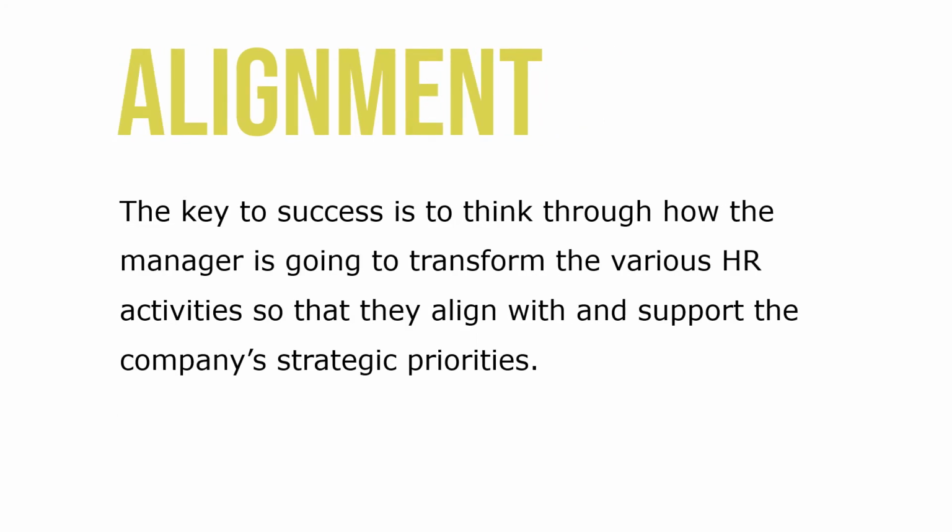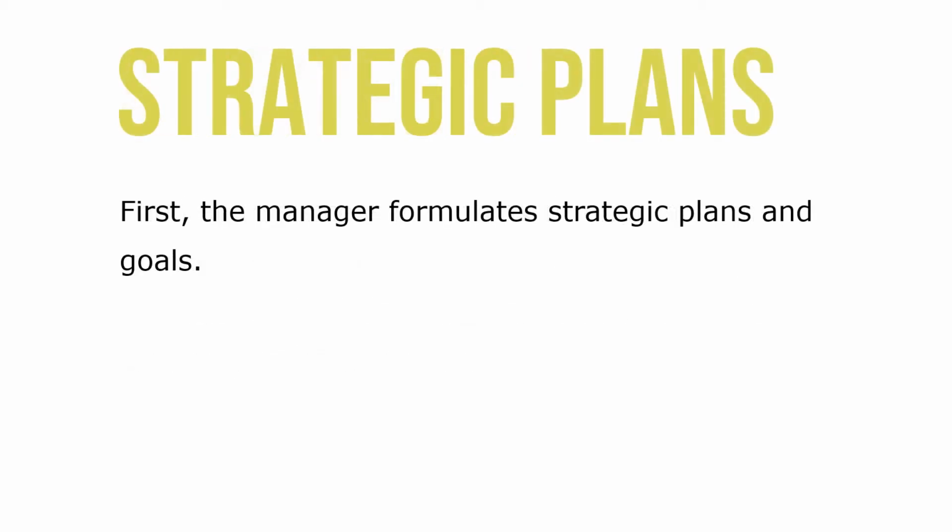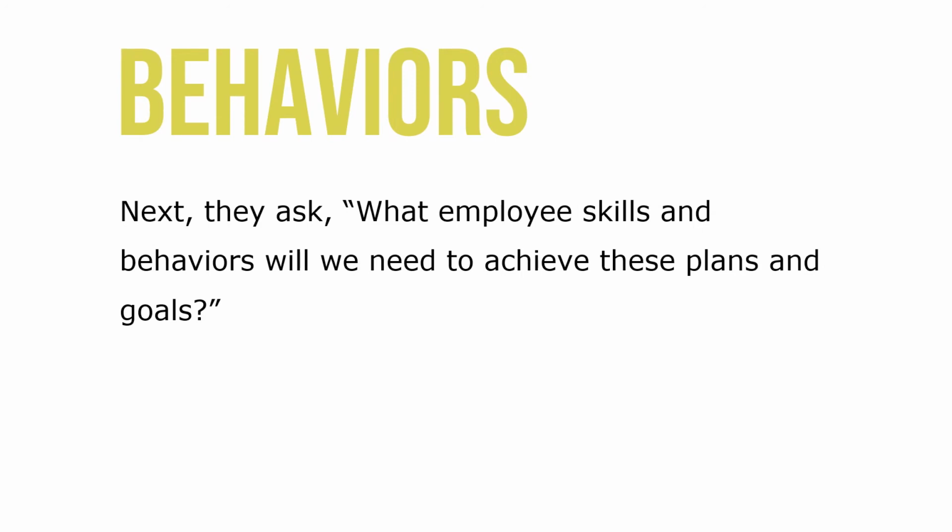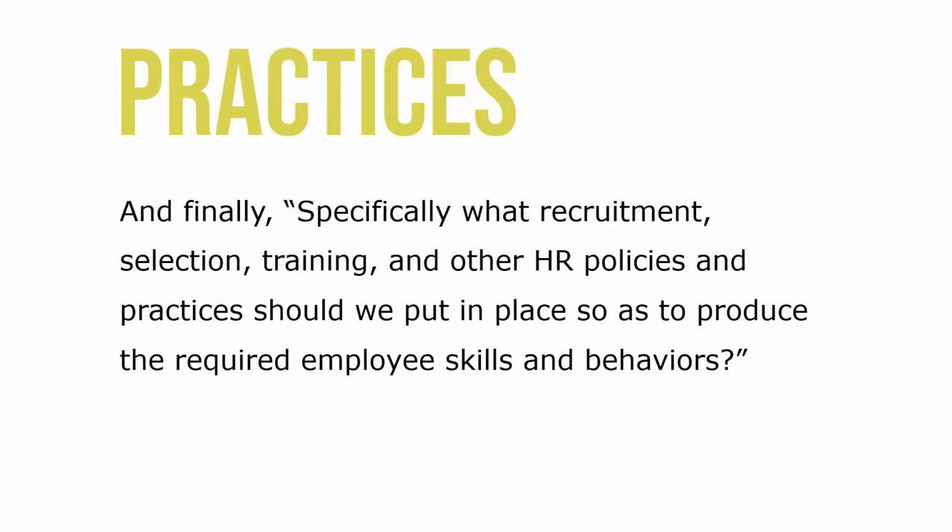The key to success is to think through how the manager is going to transform the various HR activities so that they align with and support the company's strategic priorities. In developing strategic plans, first the manager formulates the strategic plan with goals. Next, they ask, what employee skills and behaviors will we need to achieve these plans and goals? And finally, specifically, what recruitment, selection, training, and other HR policies and practices should we put into place so as to produce the required employee skills and behaviors?